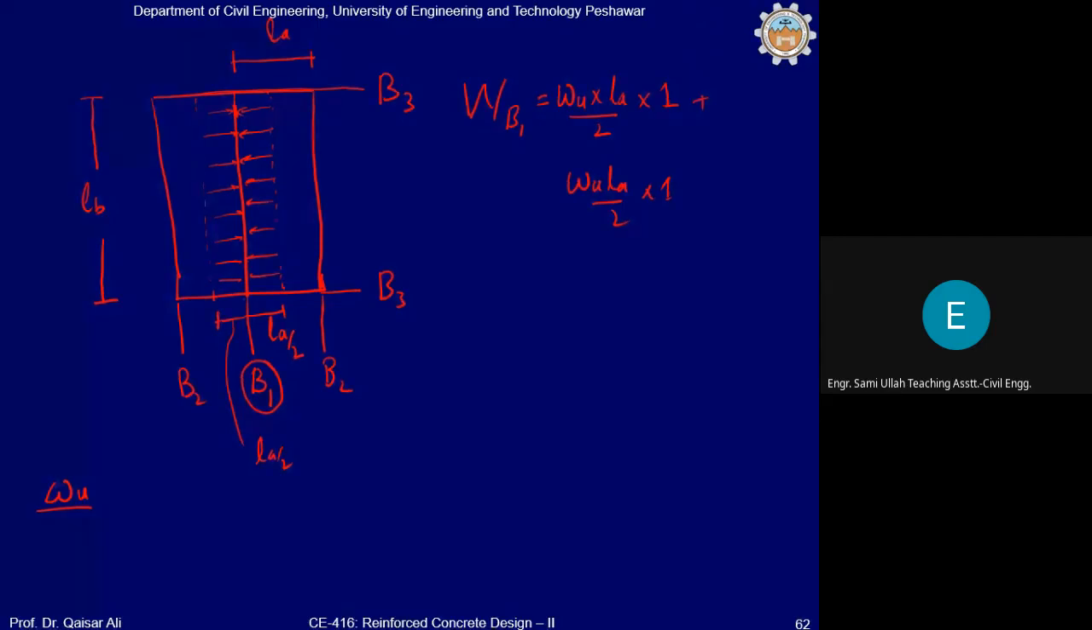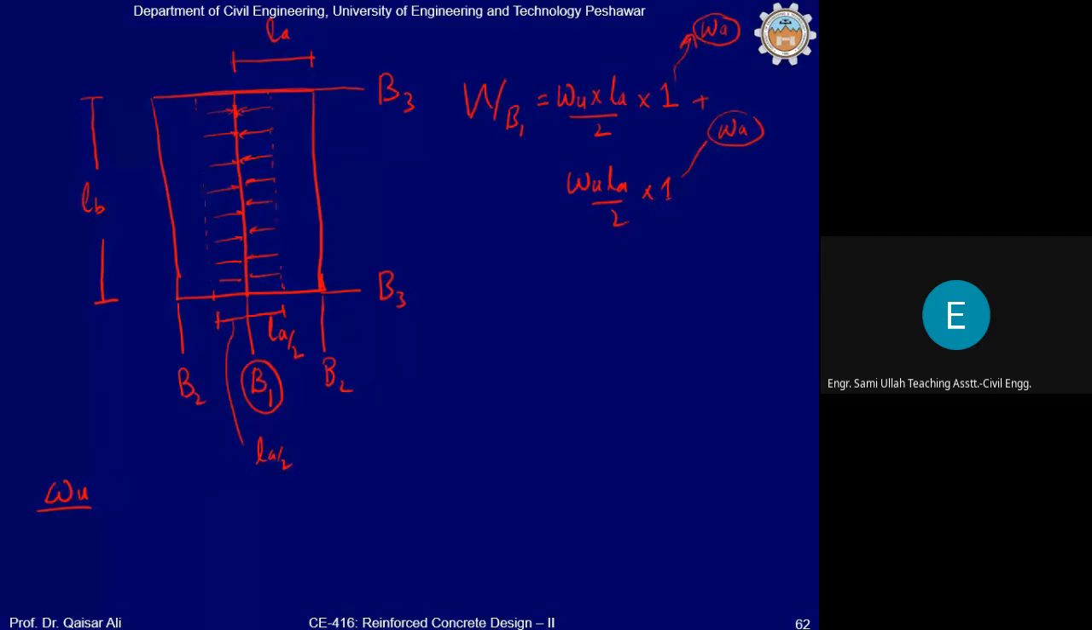Since we assume that in a one-way slab system, all the load will be transferred along the shorter direction, that is why this coefficient here is equal to 1. And this coefficient is represented by WA, the load transfer coefficient along the shorter direction. This is represented by WA. Okay.